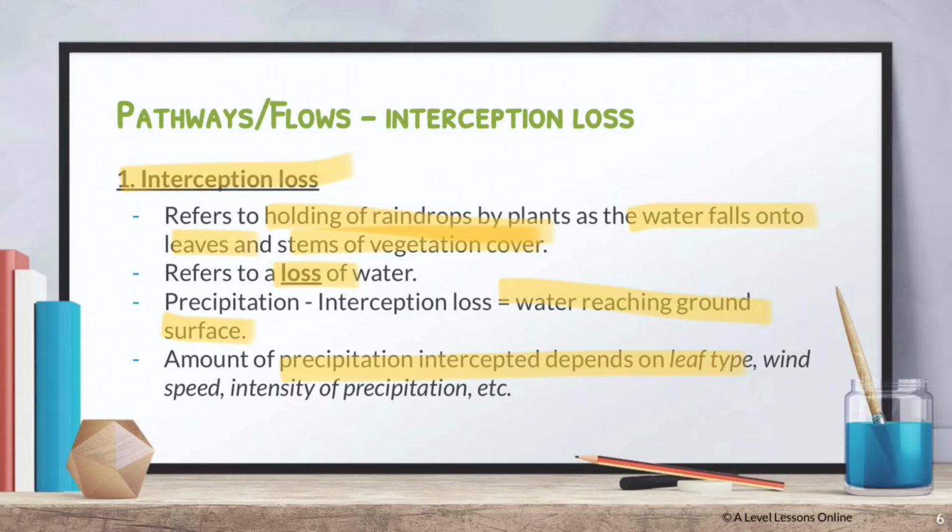Your wind speed is also a determining factor, as is the intensity of precipitation. All these will determine how much water is actually being intercepted and, as a result, lost in the process when it hits the vegetation present there, which later on affects how much water there is in your drainage basin.